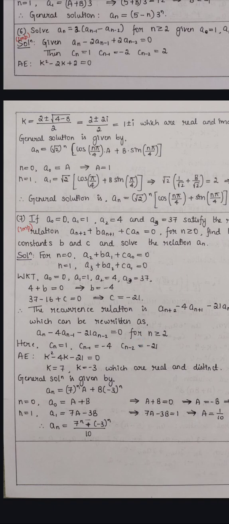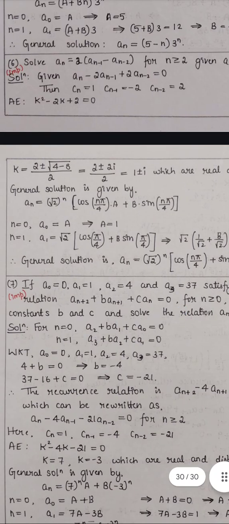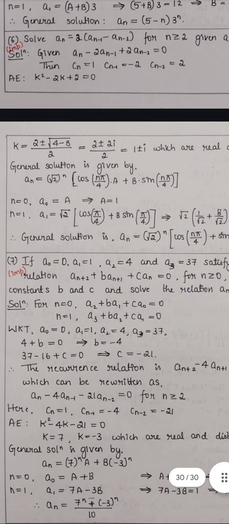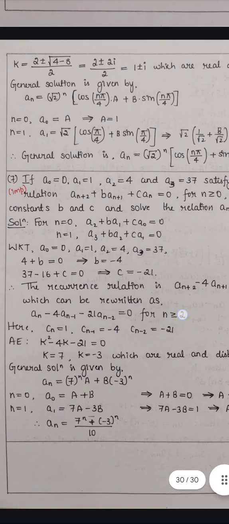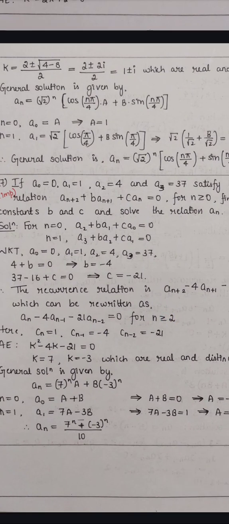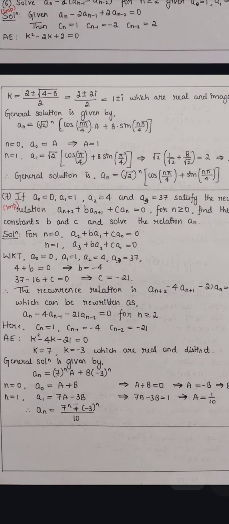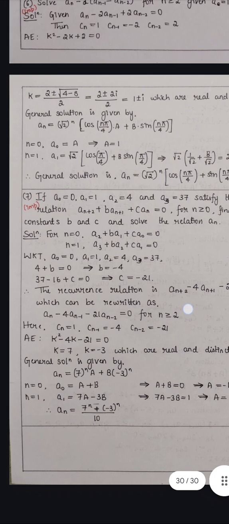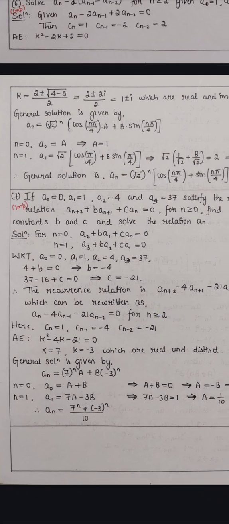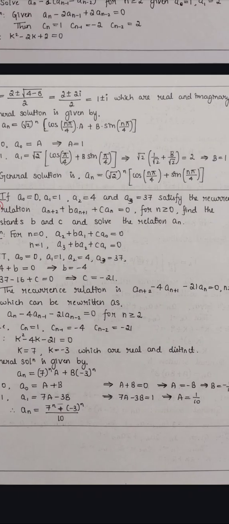The general solution for this will be a_n equals to (root 2) whole power n (a cos n pi by 4 plus b sin n pi by 4). For n equals to 0, a0 equals to a equals to 1. For n equals to 1, a1 equals to root 2 (cos pi by 4 plus b sin pi by 4). That gives you root 2 into 1 by root 2 plus b by root 2 equals to 2. The general solution is a_n equals to (root 2) whole power n (cos n pi by 4 plus sin n pi by 4).